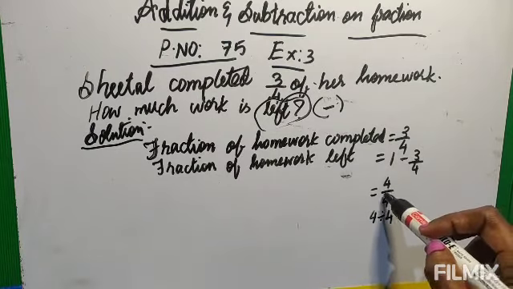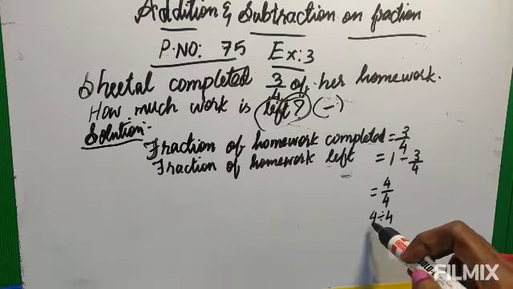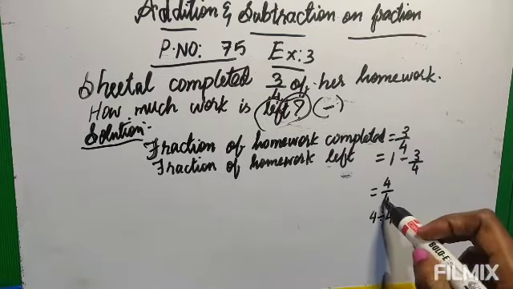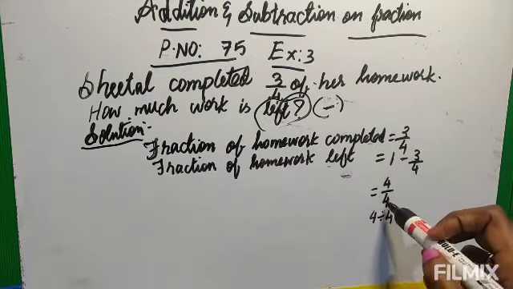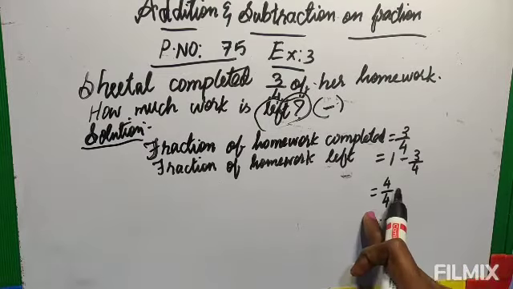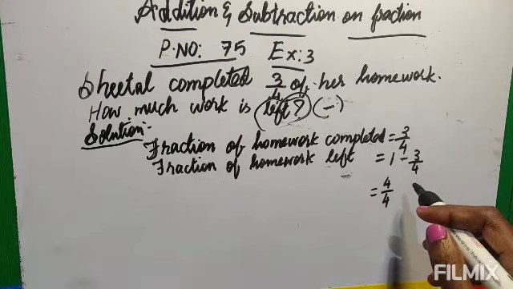If it is written that way, it actually means 4 divided by 4. So if you divide 4 by 4, what will you get? 1 only. So 4 by 4 is 1. 11 by 11 is 1. 7 by 7 is 1. 100 by 100 is 1. If the numerator and denominator are the same, its value is 1.